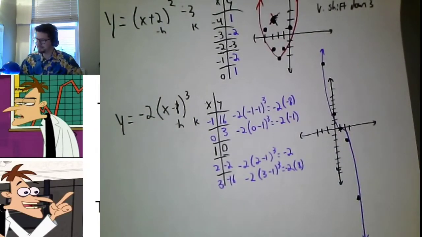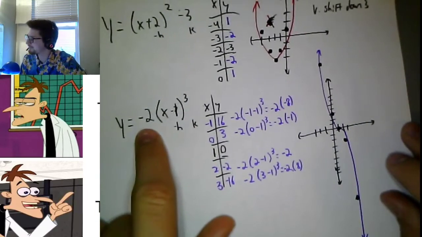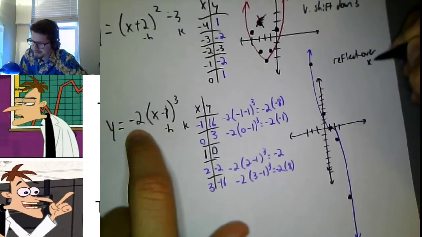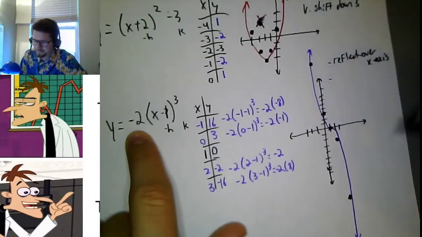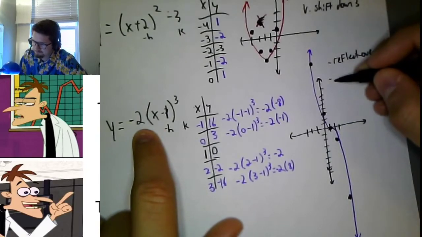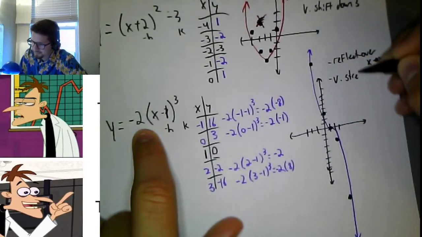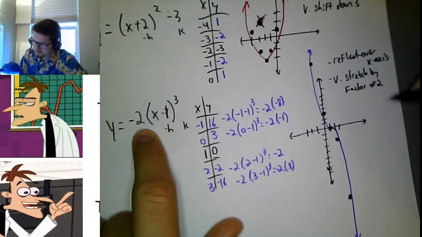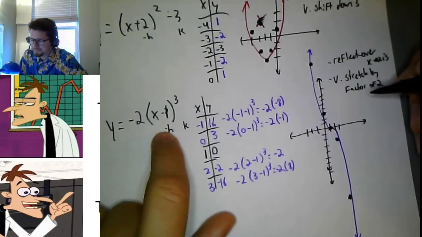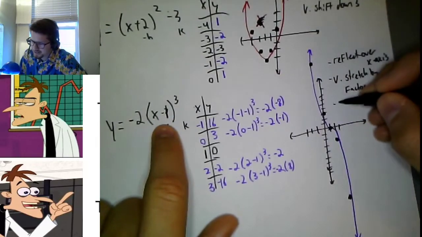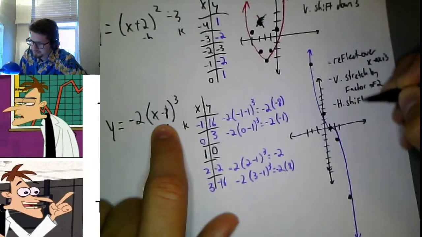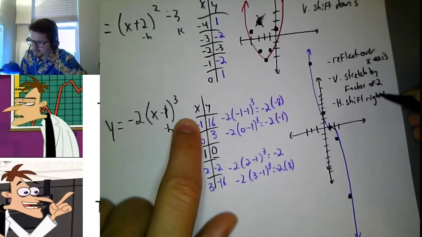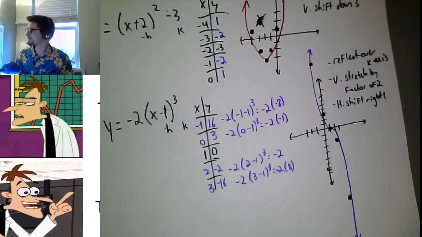It's really stretched out. Why? Let's look at my transformations. What's the negative mean? It's reflected over the x-axis. What's the 2 do? That's a vertical stretch by a factor of 2. What's the negative 1 mean? Well, the opposite of that's plus 1, so that's a horizontal shift right 1. Do I have a vertical shift? No, it does not look like I have a vertical shift. So there's my 3 transformations.